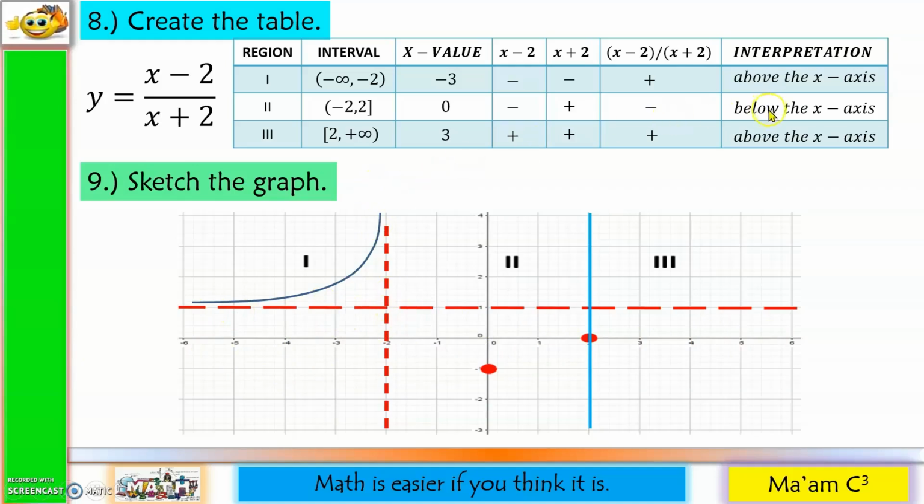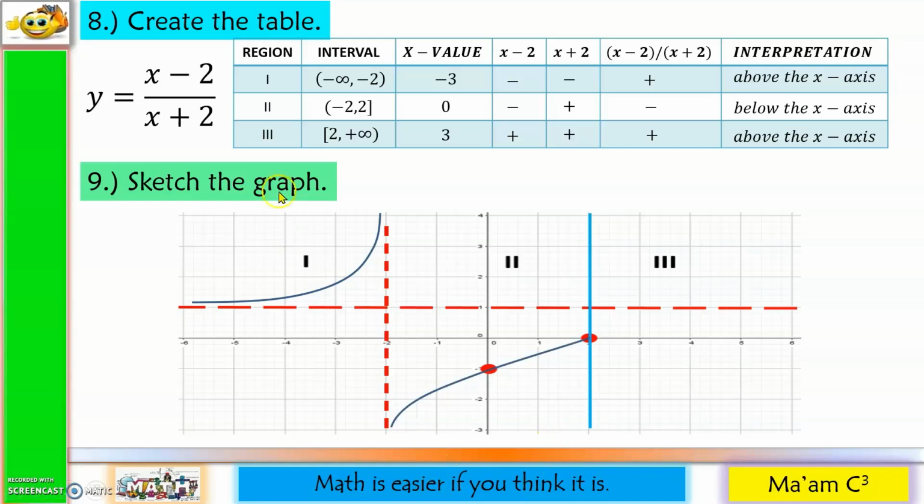For region 2, the graph should be below the x-axis. And notice in region 2, I have a y-intercept and an x-intercept. My graph should pass those 2 points. So let's graph, passing through the y-intercept and then the x-intercept.